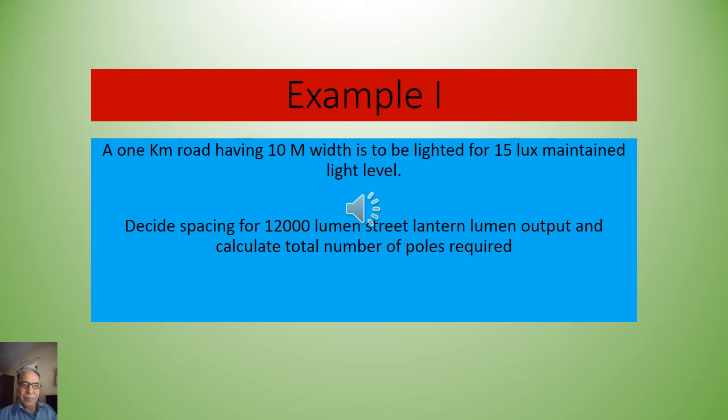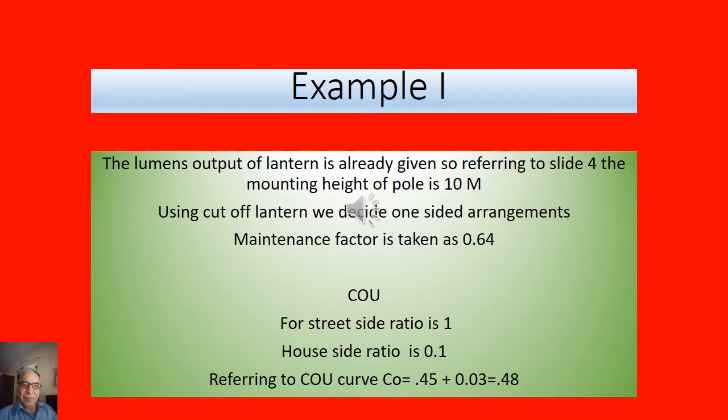Example 1. A 1 kilometer road having 10 meter width is to be lighted for 15 lux maintained light level. Decide spacing for a 12,000 lumen street lantern and calculate the total number of poles. Lumen output of the lantern is already given. So referring to slide 4, the mounting height of the pole is 10 meter.